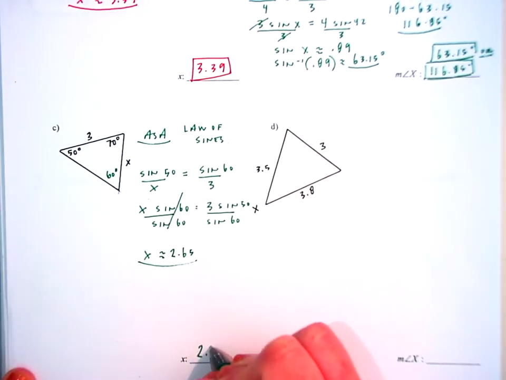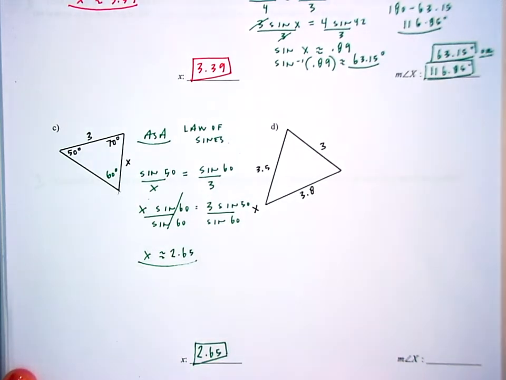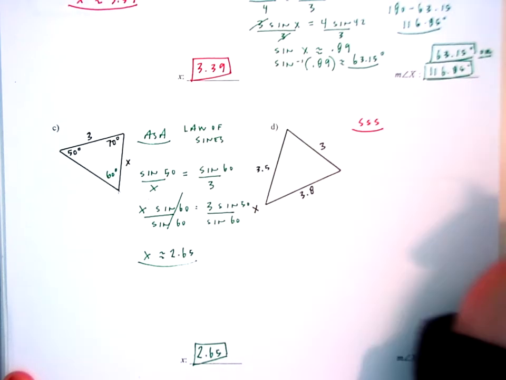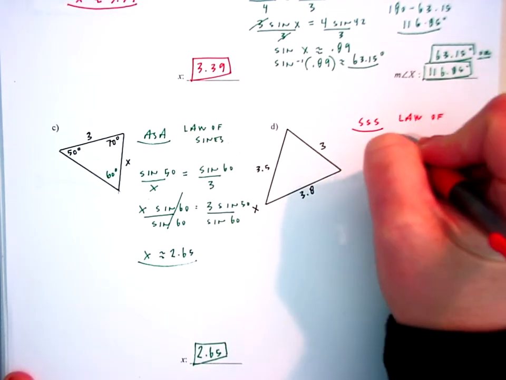So 2.65 right here. All right, last up, here I have 3 sides. I got side, side, side. I don't know any angles, so here I have to be using the law of cosines.